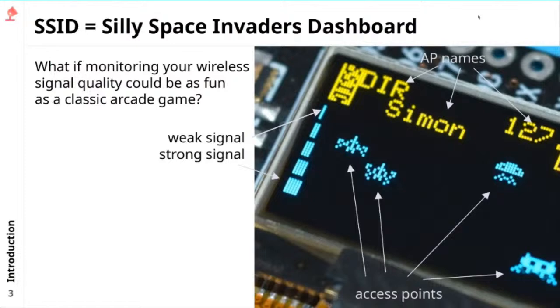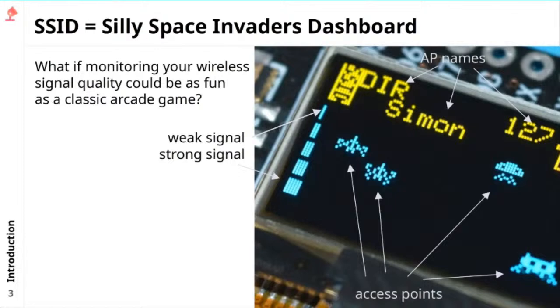You can see they are arranged in 5 rows, and the signal indicator is to the right, so it shows that the characters at the bottom row represent access points with the strongest signal, and the creatures at the upper row represent access points with the weakest signal. And finally, at the upper part of the dashboard, you can see the labels with access points names.